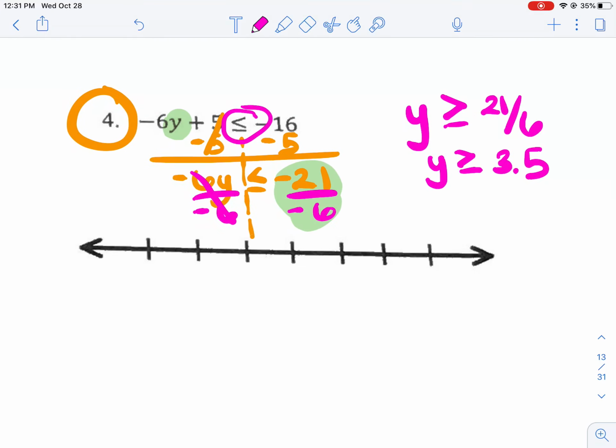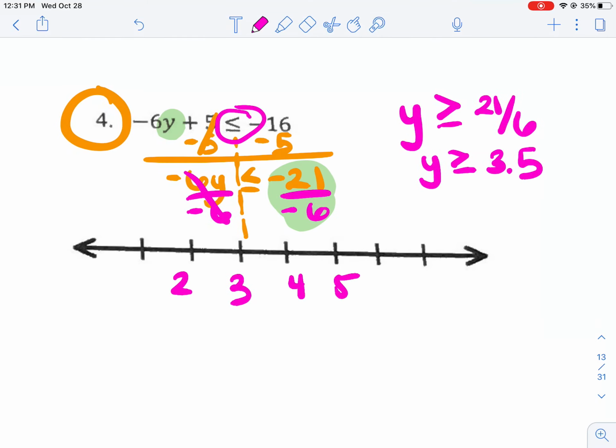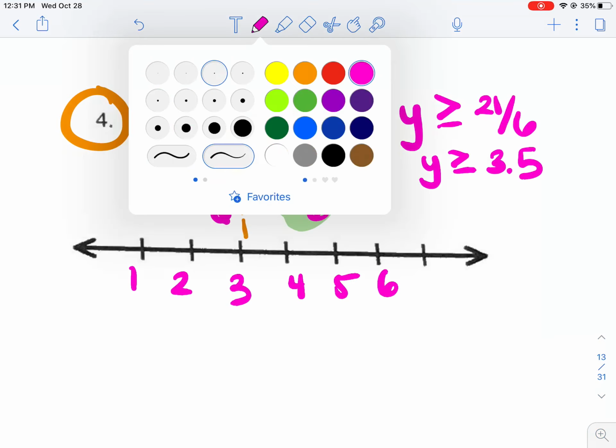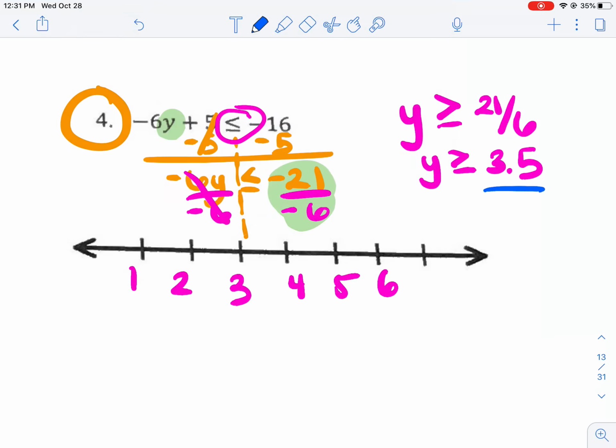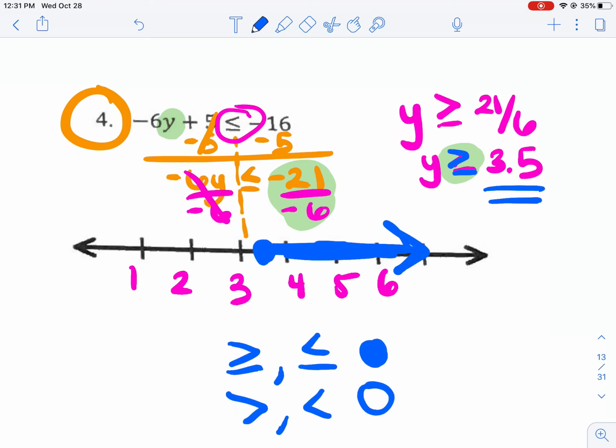So let's go down and remember the trick when graphing. You want to put in a couple numbers. So definitely 3, 4, 5, how about 2, 1, 6? So we're going to go to 3.5. So that's going to be halfway, like about right here. We have greater than or equal to. So just a reminder, greater than or equal to, less than or equal to, we have a closed circle. Greater than or less than, we have an open circle. So I'm going to do a closed circle at 3.5. And then if I look here, my arrow is pointing to the right. So I'm going to shade this way.